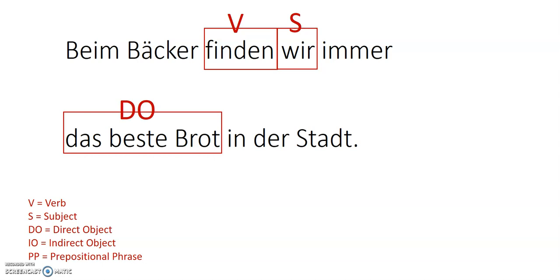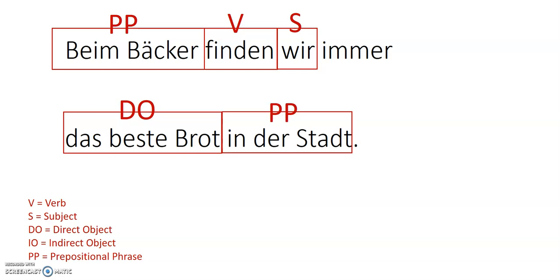Is there an indirect object, someone that's receiving the direct object in the sentence? No, there isn't. Not all German sentences will contain an indirect object, just like not all German sentences will even contain a direct object. But all German sentences will contain a subject and a verb. So what we're left with in the sentence are two prepositional phrases. So we have bei dem Bäcker, dative prepositional phrase, and then in der Stadt.